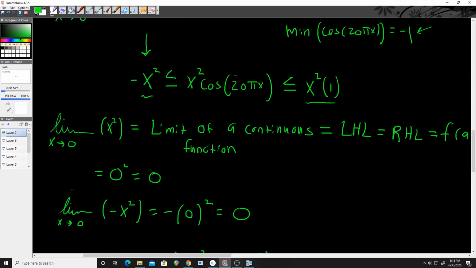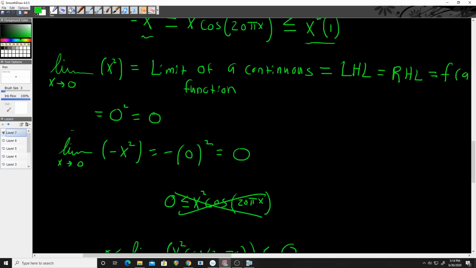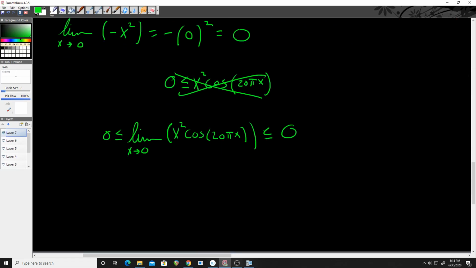So we have shown, because the minimum limit is 0 and the maximum limit is 0, that our limit in the middle is stuck between 0 and 0. So if the limit is stuck between 0 and 0, our only conclusion then is that the limit as x approaches 0 of x squared cosine 20 pi x has to be 0 by the Squeeze theorem.